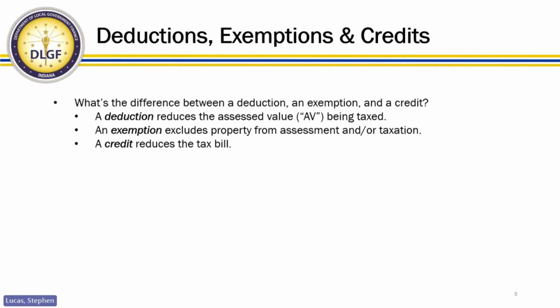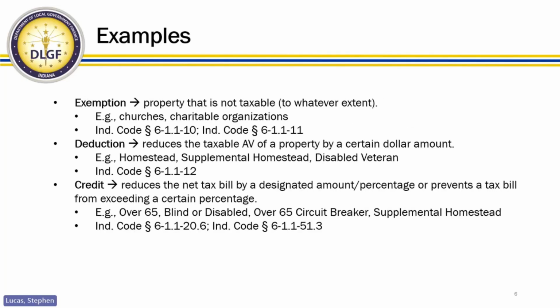You may already know this, but a deduction is a reduction in the assessed value of the property being taxed. It's a reduction of that gross assessed value, as opposed to an exemption, which either in part or in full exempts that property from being assessed and or taxed to begin with. We also have credits, and that is a reduction in the property tax liability, which is something you arrive at after you get your certified net assessed value and then take that multiplied by your tax rate. So they're all different, although they all end up being a tax break for the property owner.